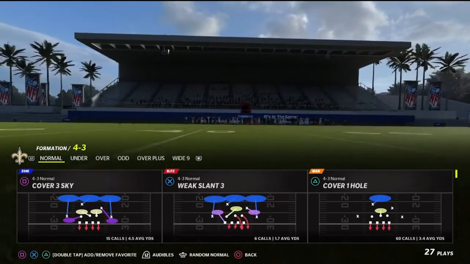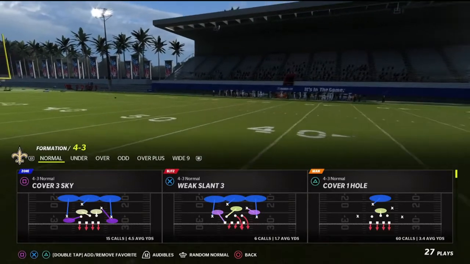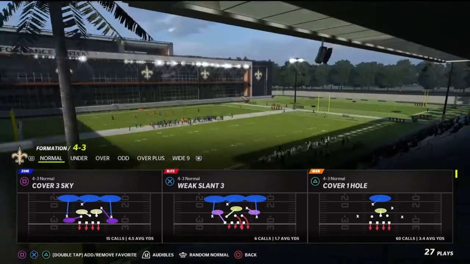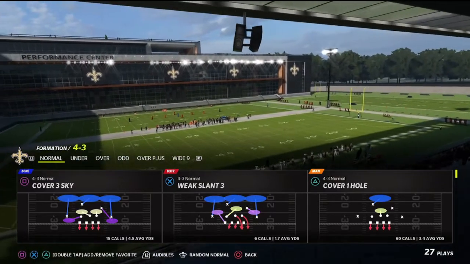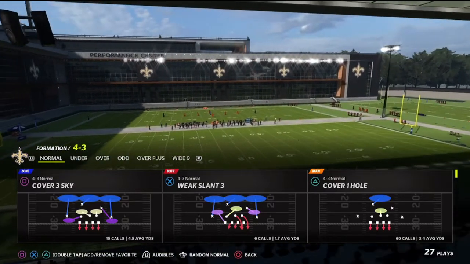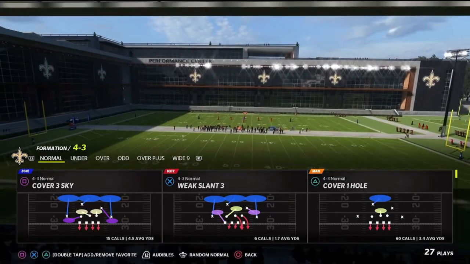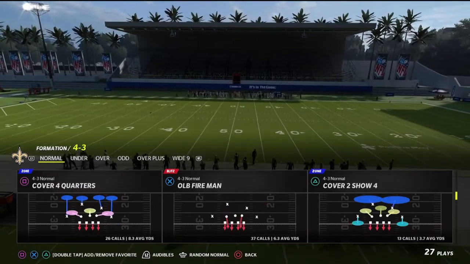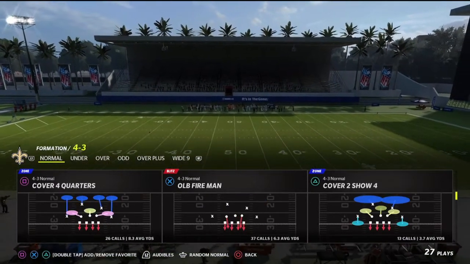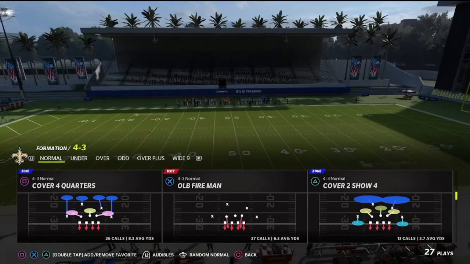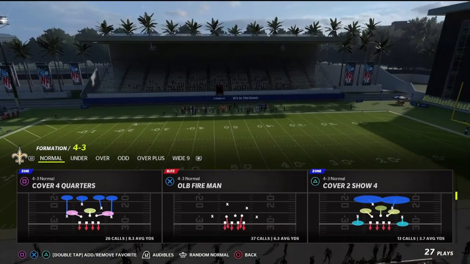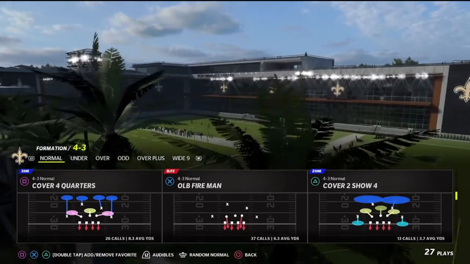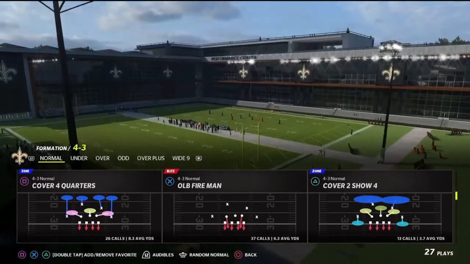Cover 3 zone, cover 3 sky on the left-hand side is considered a cover 3 zone blitz. Or not, sorry, it's cover 3 zone, no blitz. That's just cover 3 zone. Okay, so that's a unique concept. And then weak slant 3, which is the play next to it, that is a cover 3 zone blitz, another unique concept. Then we have, let me find cover 4. Cover 4 quarters in this particular formation. This is an example of a cover 4 defense. It is considered zone. Again, I know that these can flip to man concepts in Madden and will based on matchups and what's going on in the play.